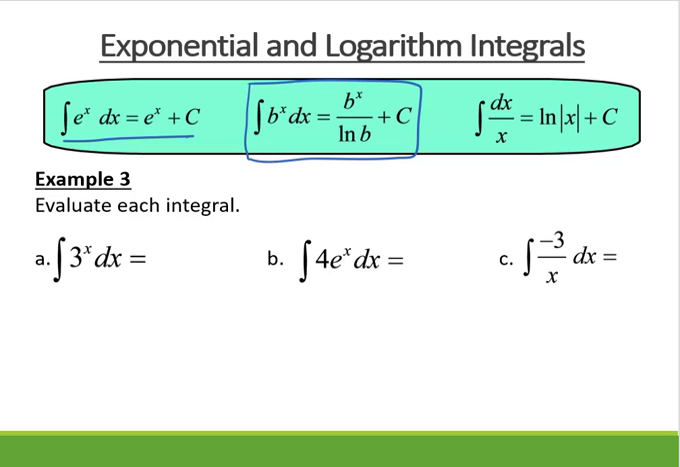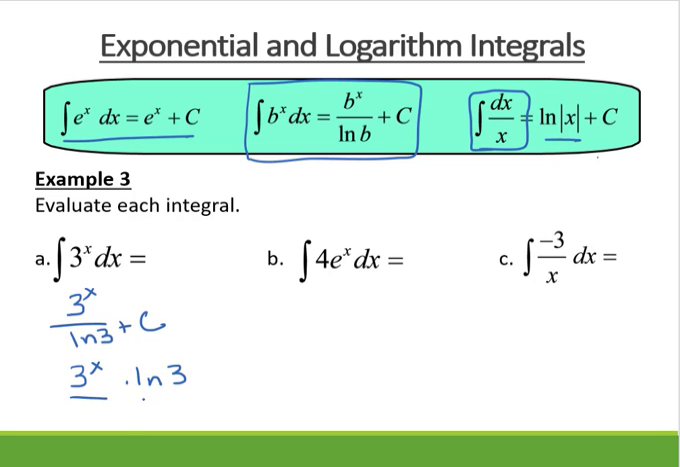So 3 to the x dx. The antiderivative of that is 3 to the x over ln of 3 plus c. Again, you could take the derivative of this. The derivative of 3 to the x is 3 to the x times ln 3. You have that ln of 3 because that's a constant in the bottom. Those cancel, so that's how I get that value up there.